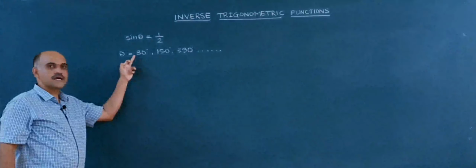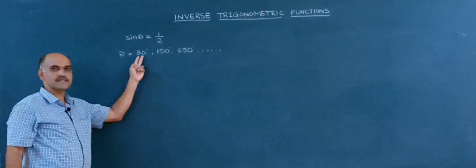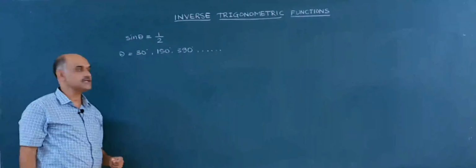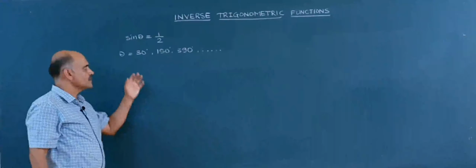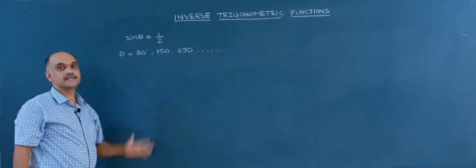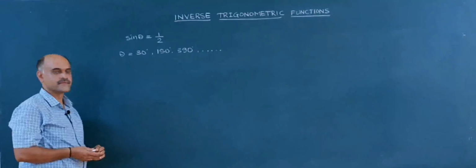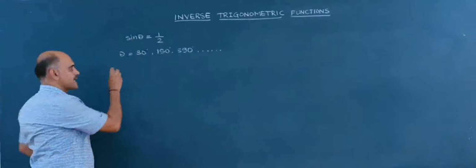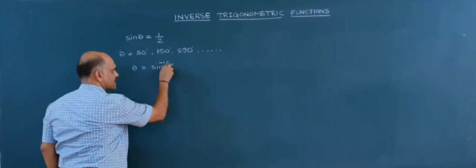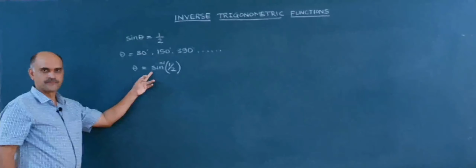These you have studied in general solutions in first year. The smallest angle which satisfies the given equation, we call it a principal value. Now here in second year you are required to write that angle in radian rather than in degree. So I can write this as theta is equal to sine inverse 1 by 2, and we call it an inverse trigonometric function.